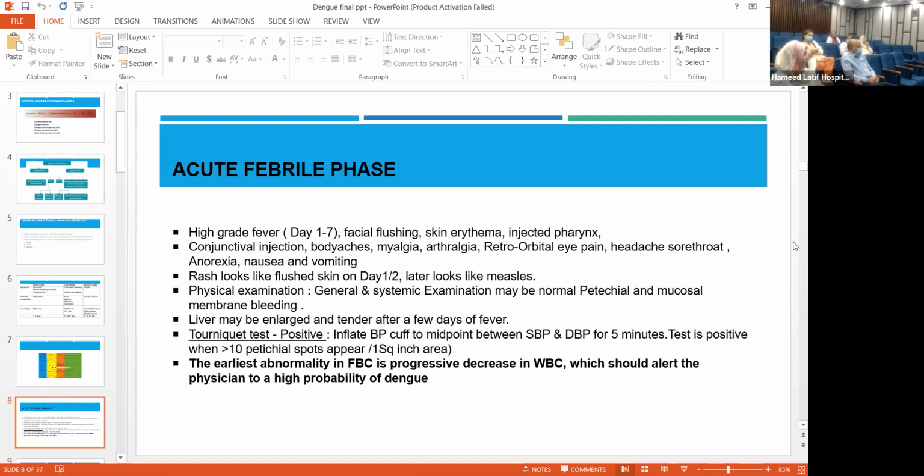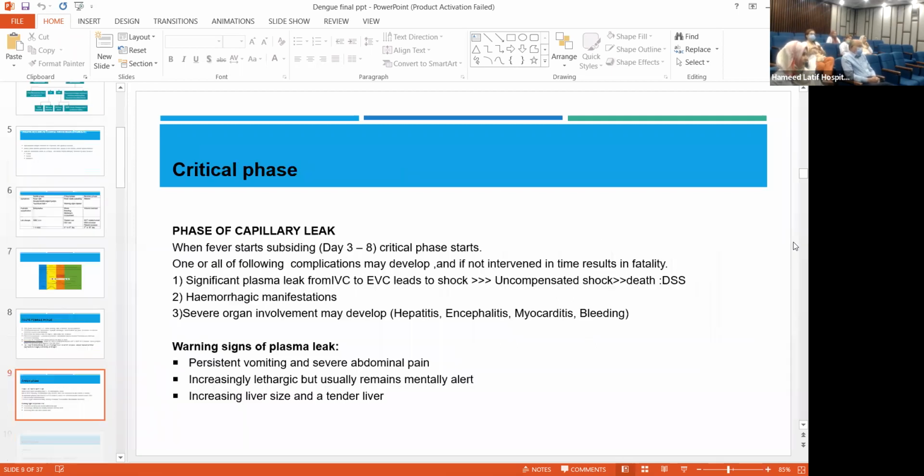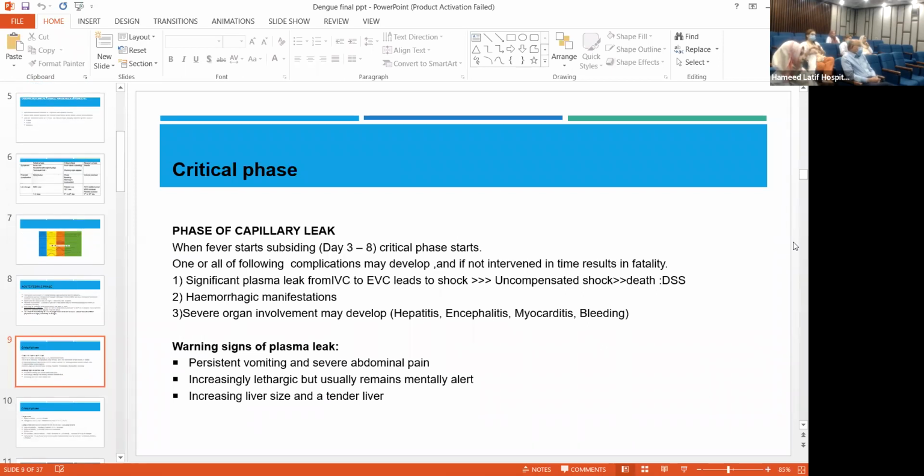Liver might be enlarged and tender after a few days of fever. Tourniquet test, I've already told before, this can be positive. And the earliest thing that is noticeable on CBC is that the WBC count is low. We have a decrease, the leukopenia occurs.